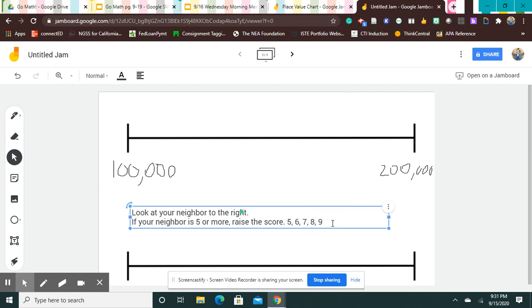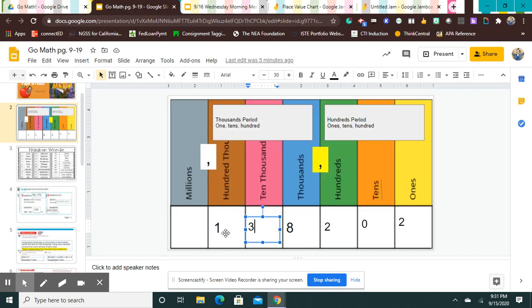If your neighbor is 4 or less, let it rest. So you're not going to raise the score. You're not going to go to the biggest value. You're going to keep it where it is, because right now we're in the 100,000s. Our number has 100,000, and we're wanting to know which 100,000 do we round to?